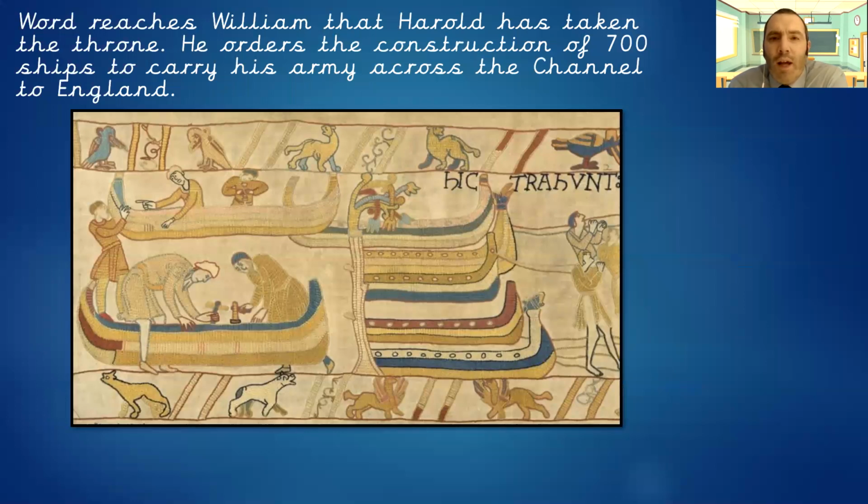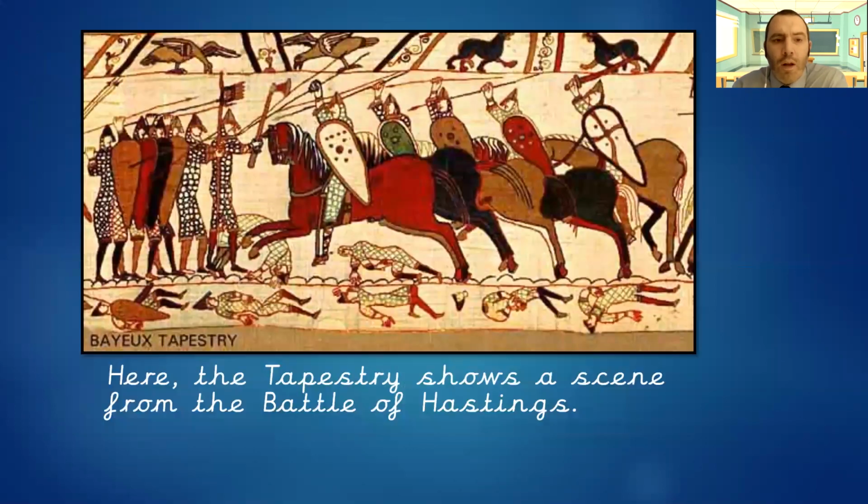Word reaches William that Harold has taken the throne. He orders the construction of 700 ships to carry his army across the Channel to England. You've got images here of the boats being cut, carved, and fitted together, made ready to go to sea, to sail across the Channel, and for William to stake his claim to be King of England.